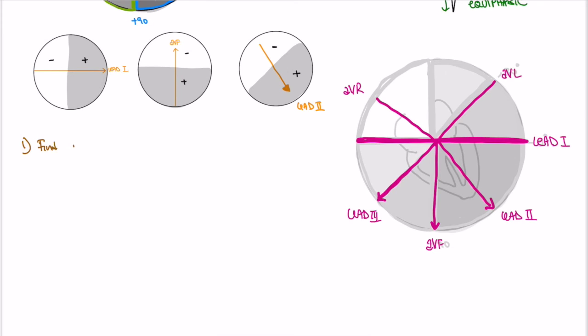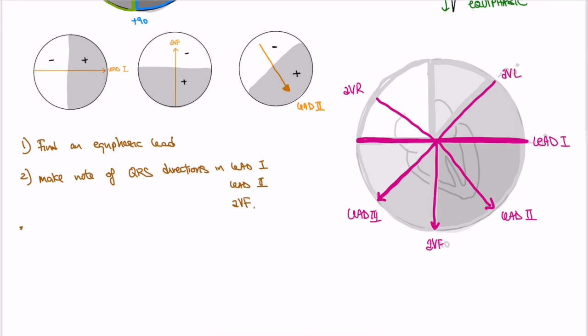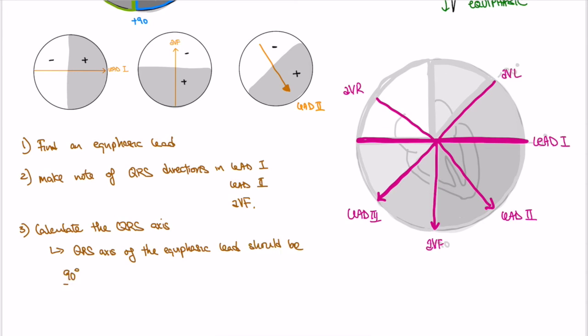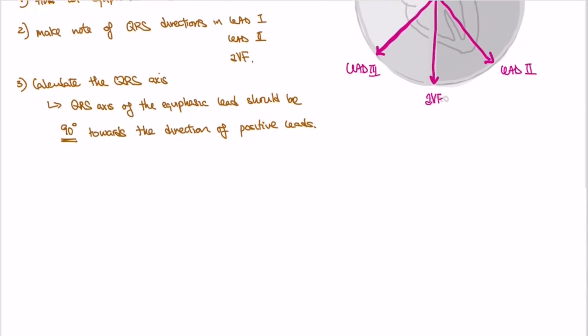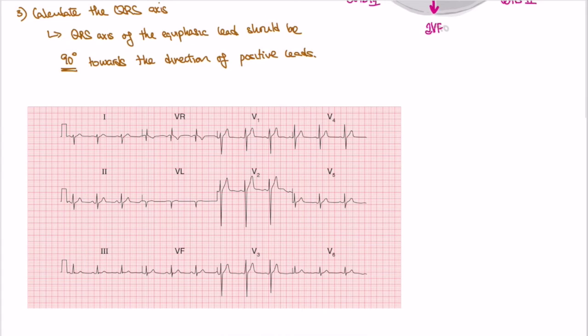So when you look at an ECG strip, first spot the equiphasic lead. Then make note of the QRS directions in the 3 leads. Are they positive or negative? And the last step is to calculate the QRS axis. The QRS axis of the equiphasic lead should be 90 degrees towards the direction of the positive lead. So let's try out an example to understand this better.